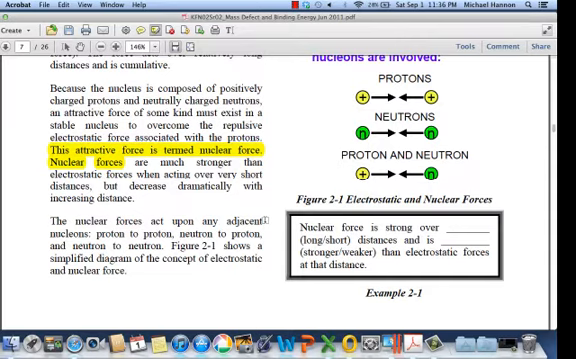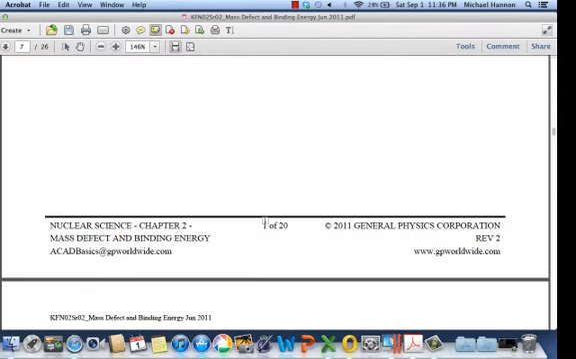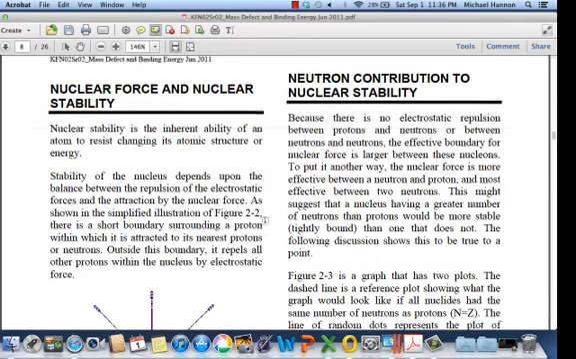Now there is a certain distance at which the protons and neutrons will escape from each other, and when that happens, then the nuclear forces do not apply any longer, and then we have only electrostatic forces. Alright, let's keep on going.